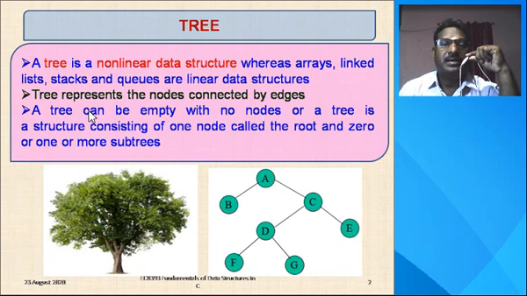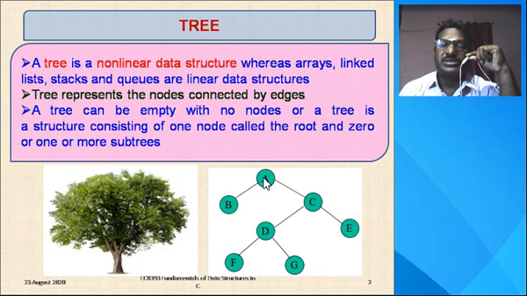A tree represents nodes connected by edges, as you can see here. Our regular trees have a root at the bottom, and the nodes, branches, leaves, etc. at the top. But the tree in the data structure is upside down. The root is at the top of the tree and the nodes, branches, leaves are at the bottom, just upside down.